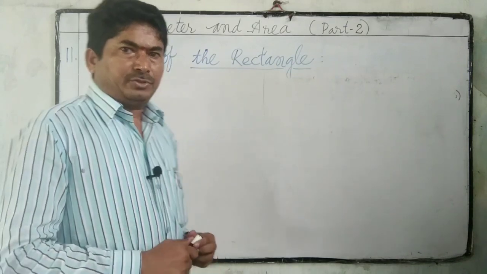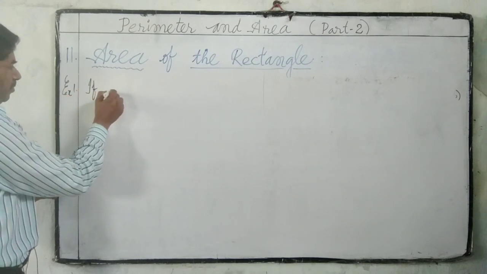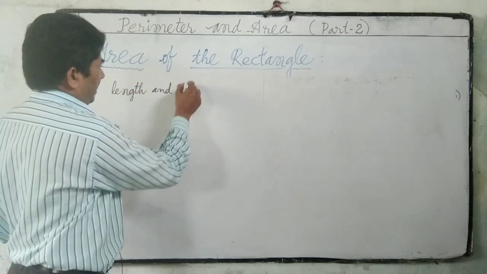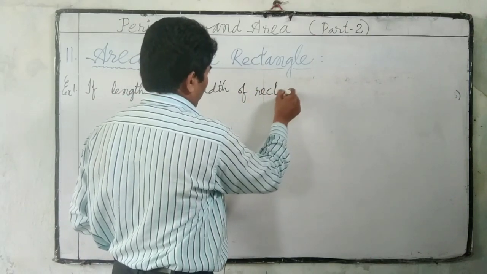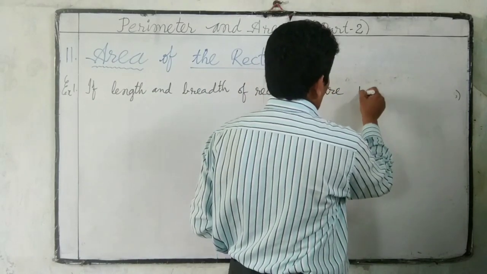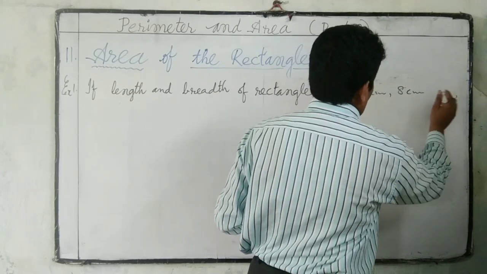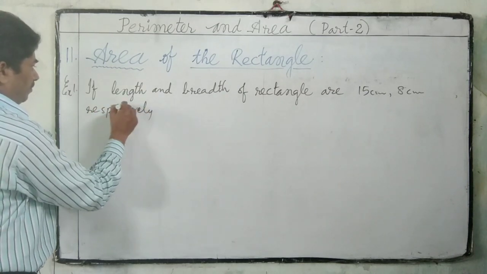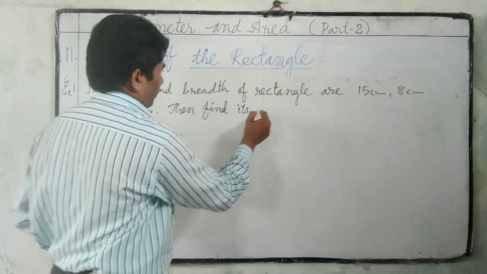Let us say few examples. If length and breadth of a rectangle are 15 centimeters and 8 centimeters respectively, then find its area.